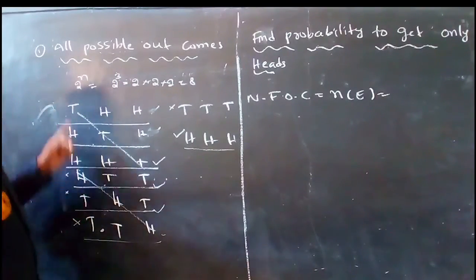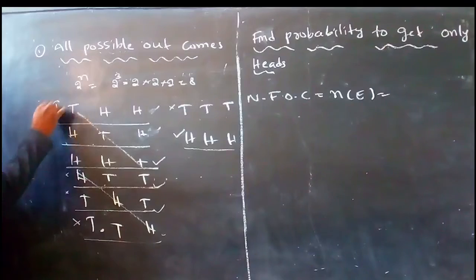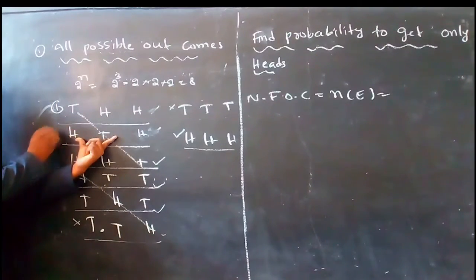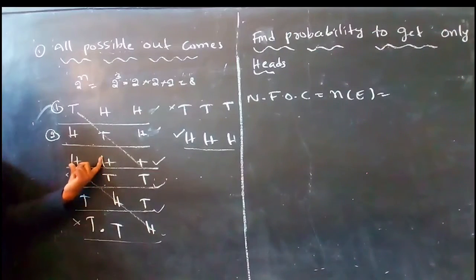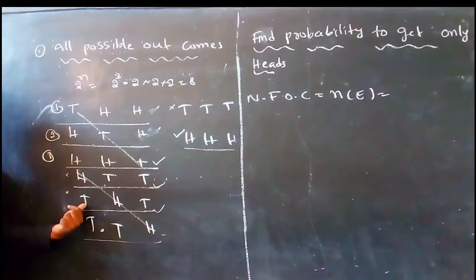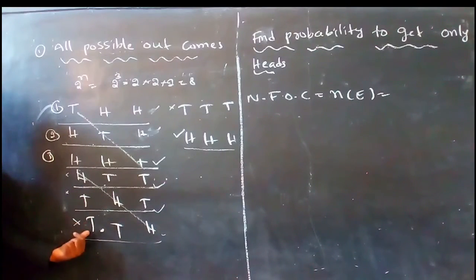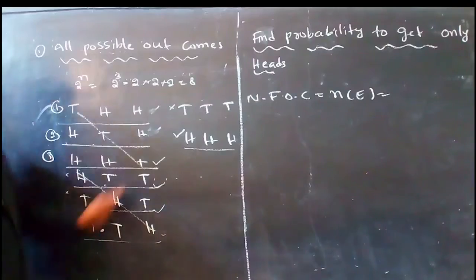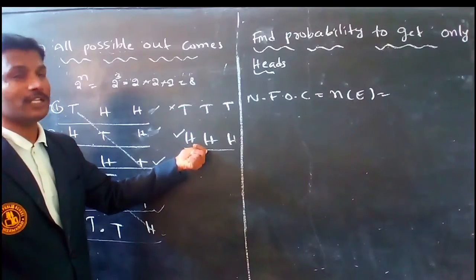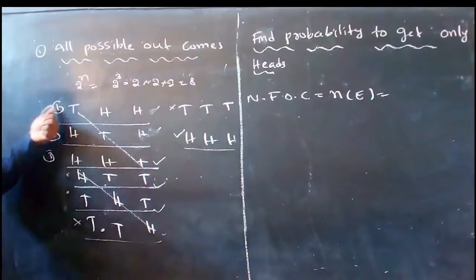See here. First one okay, because 2 heads are there. Second one also 2 heads are there. Third also 2 heads are there. Fourth one not, because I need only 2 heads. This also is not possible. This one also, don't take this. This also, don't take. Here 3 are there, but I need only 2 heads. So this also not.